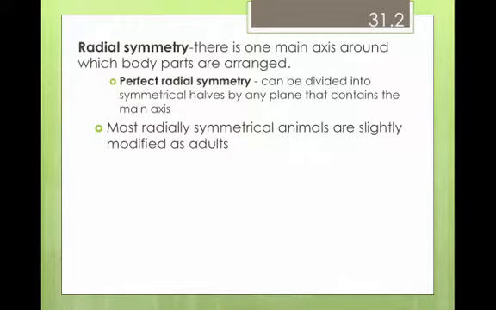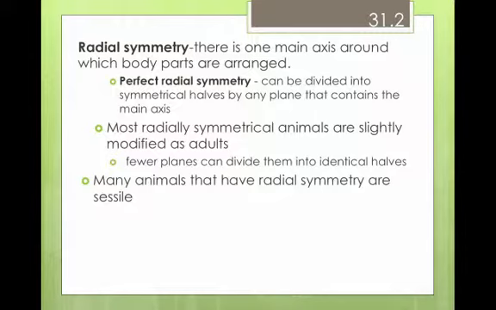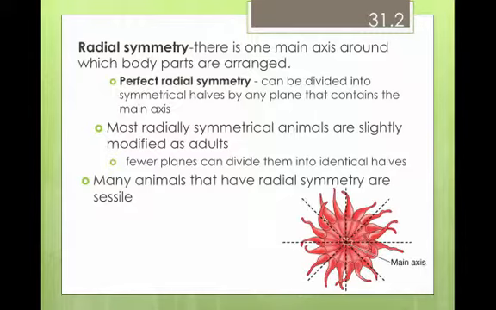Now most radially symmetrical animals are slightly modified as adults. That means that fewer planes can divide them into identical halves. So maybe when a certain organism is younger and smaller, it has more planes that can divide it into symmetrical halves, but as it grows older, it has fewer planes that divide it into identical halves. Many animals that have radial symmetry are sessile, and sessile means that they cannot move.